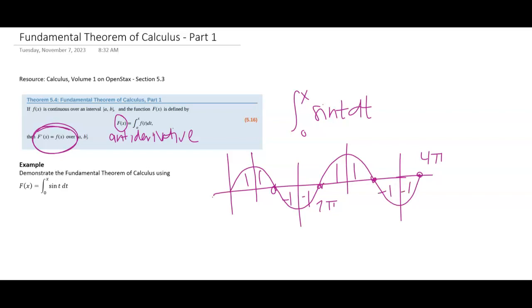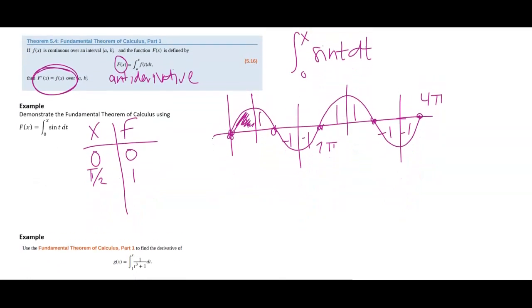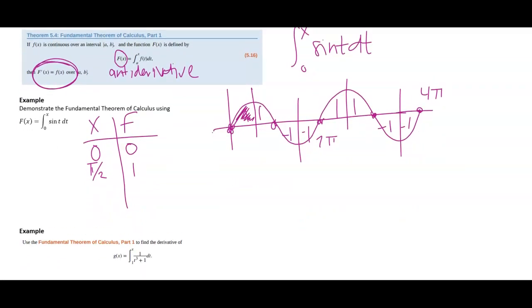And so if I wanted to find numbers on the graph of big F, 0 would be the integral from 0 to 0, so that would be 0. Pi over 2 would be the integral from 0 to pi over 2, so that's going to give me an area of 1. When I get to pi, the area from 0 to pi is 2.